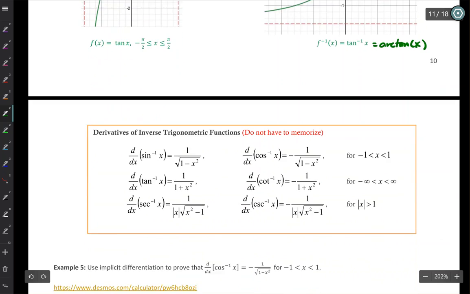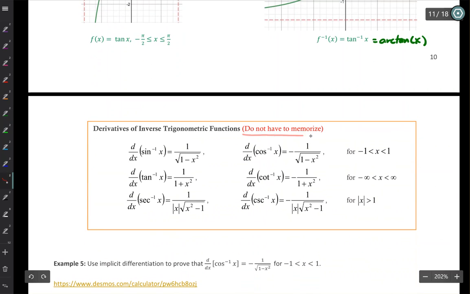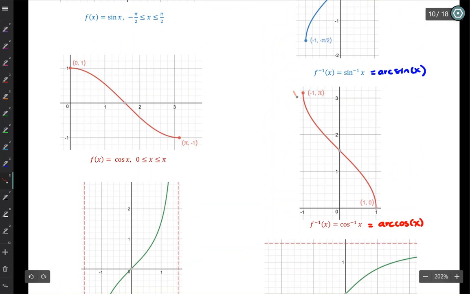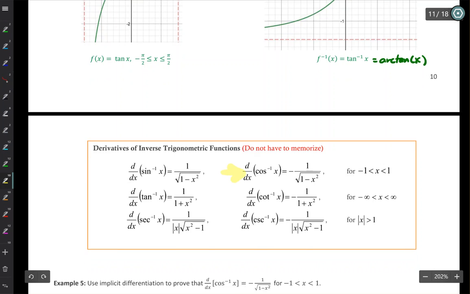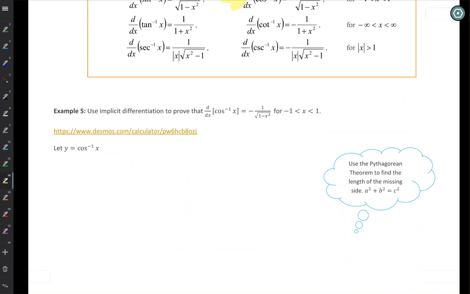Okay, so here are the derivative rules. And again, you do not have to memorize them. And we are going to go ahead and prove the derivative of inverse cosine is -1 all over the square root of 1 minus x squared. So what that's saying is the slope of the tangent line at any point on this curve is -1 divided by the square root of 1 minus the x coordinate squared there on that curve. So we're about to prove this one using implicit differentiation.